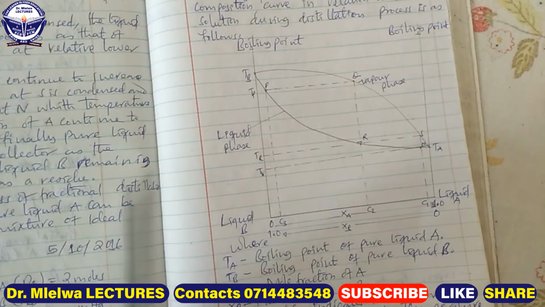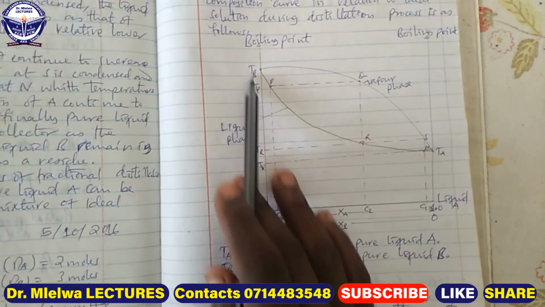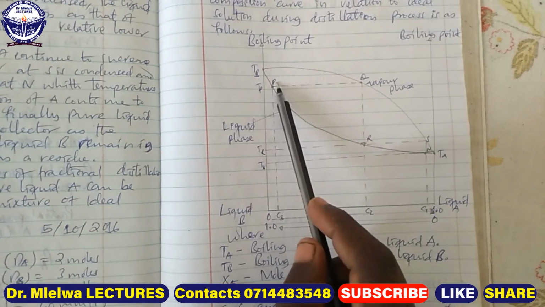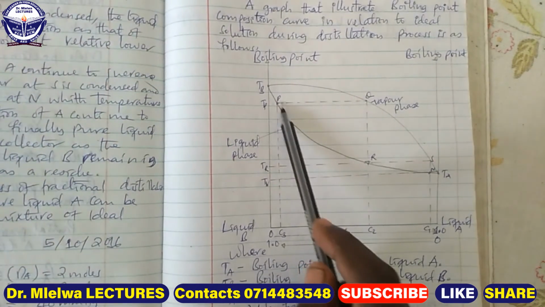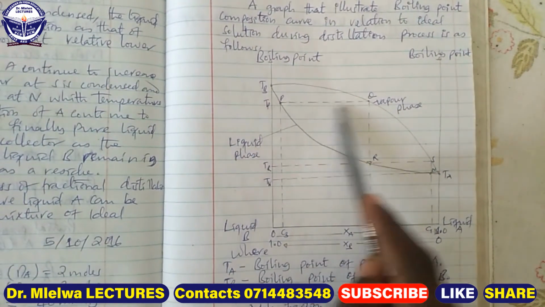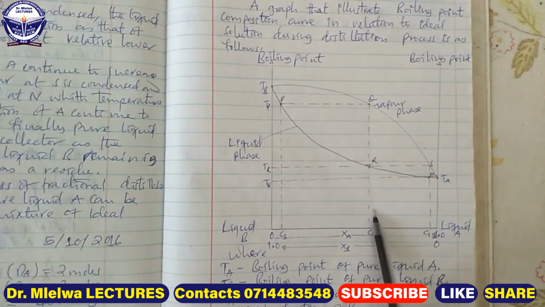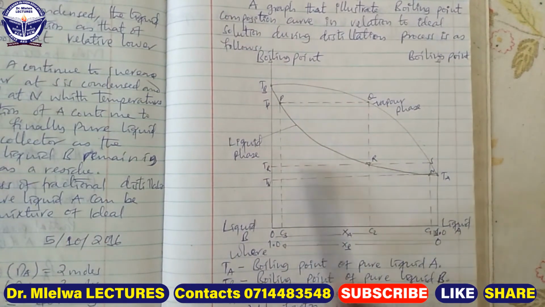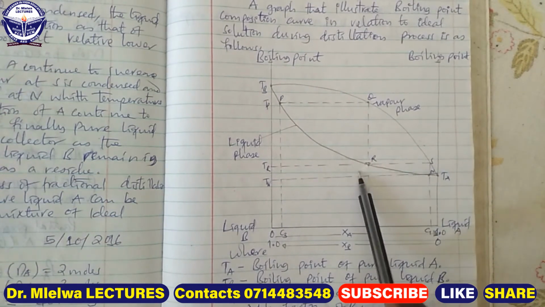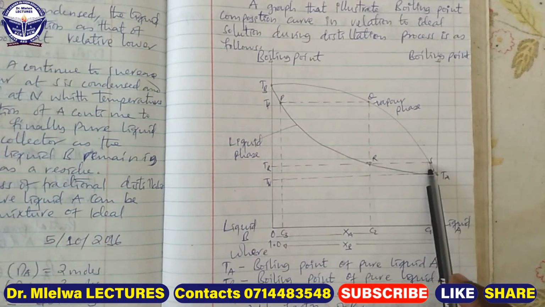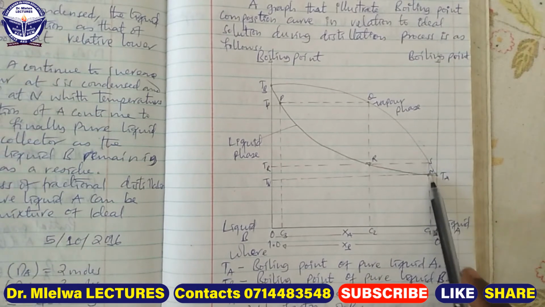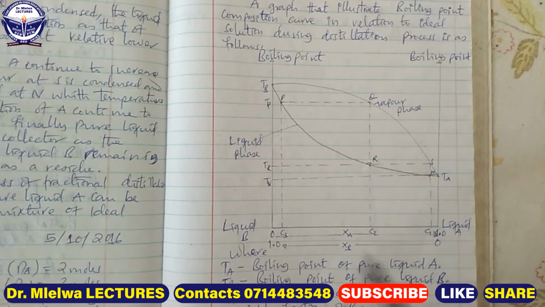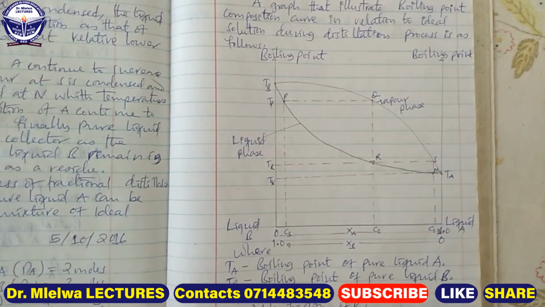Tunakuwa tuna certain temperature B, temperature boiling point ya liquid B, then this is for liquid A. So tunakuwa na vapor, tunakuwa na liquid at point P. Tukiboil tunapata vapor at point Q. Tukicondense tunapata liquid at point R. Unaona temperature R hivyo. Then tukiboil ya temperature ya R tunapata S, vapor kwenye S. Vapor kwenye S tukicondense tunapata liquid kwenye N. Ya kwenye N tukiboil tunapata pure component. So hivyo ndivyo ambavyo mambo yanakuwa yanaenda.